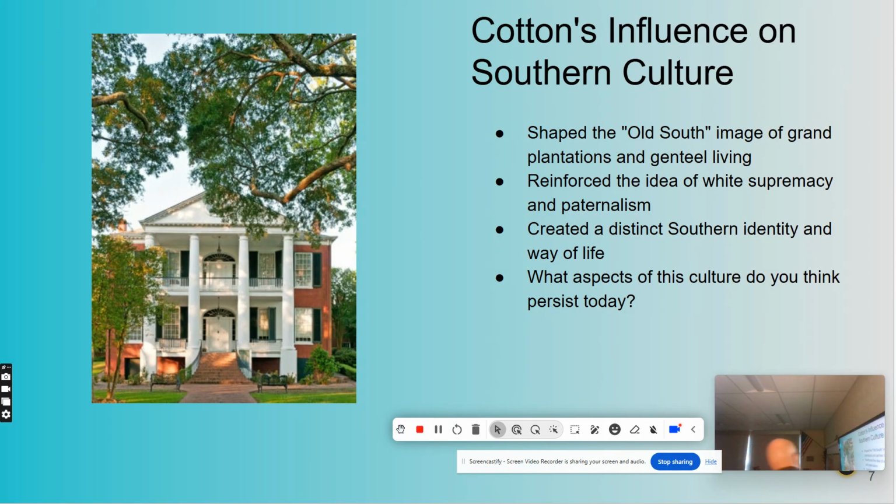All right, so there's certainly going to be a huge emphasis on cotton in Southern society. Cotton's influence on Southern culture, most importantly, is going to shape the image of the Old South. This image of grand, large-scale plantations. There was a picture yesterday in one of the video clips that we watched too. I wanted to make mention if I forgot.